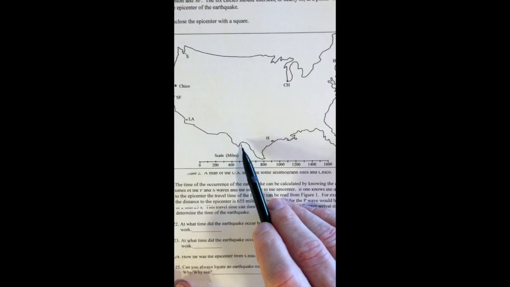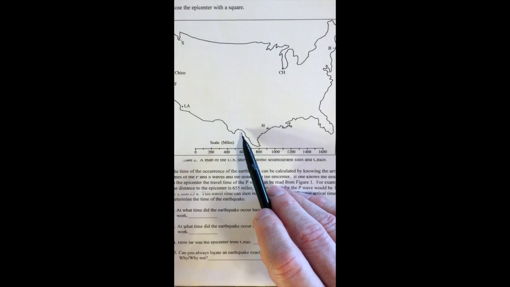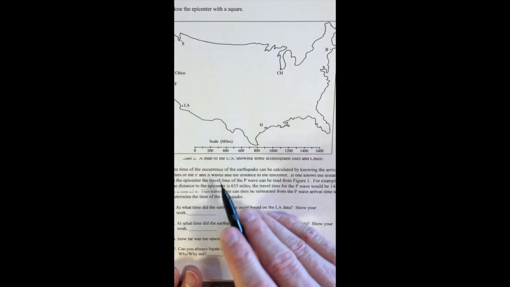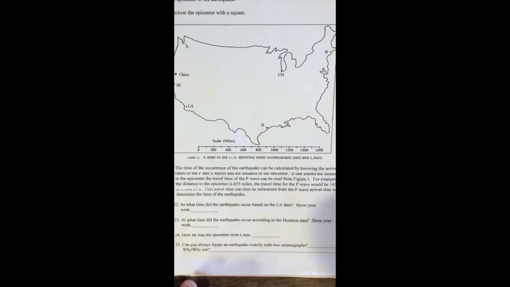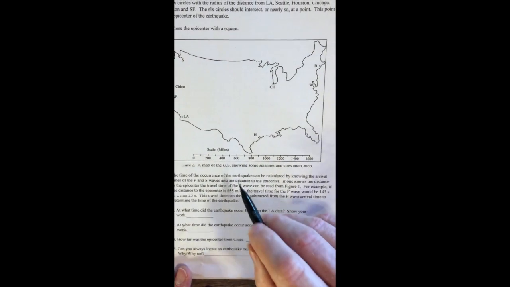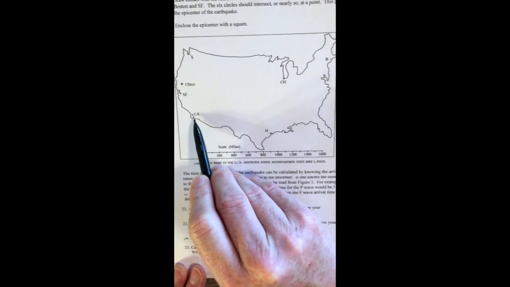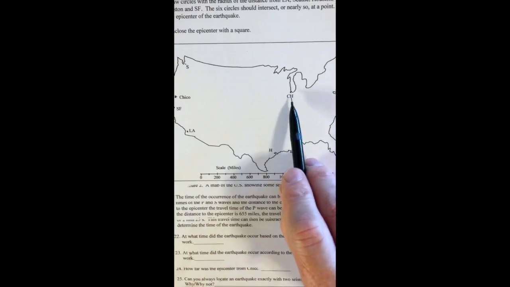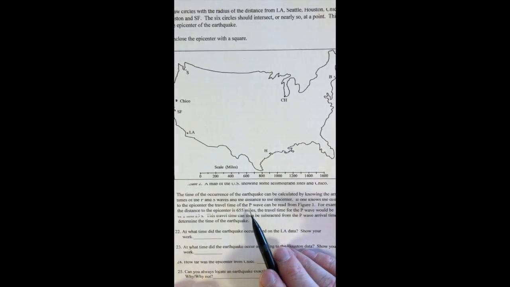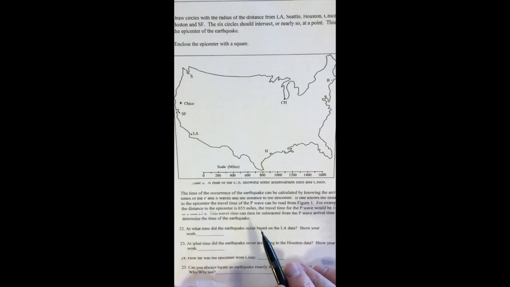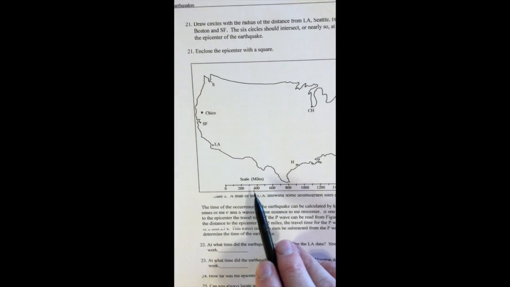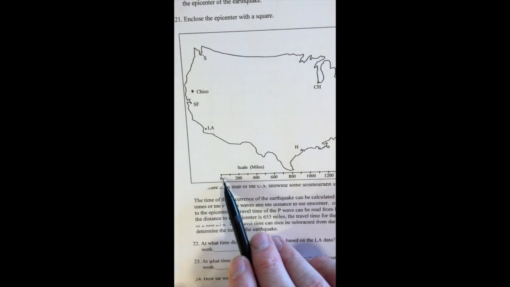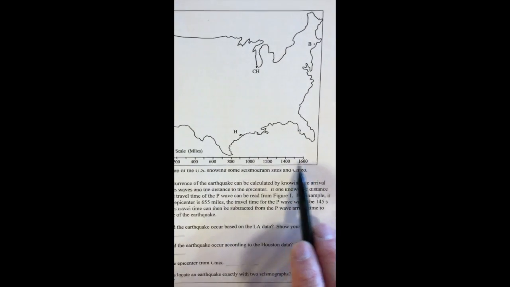Now we got to come over here to this map on page 6 and figure out where the epicenter is. So we're going to have to triangulate. Now we only have one distance, 725 miles. So here's Los Angeles right here, Houston, Boston, Chicago. All of the other cities are on here. But let's just do the LA location. So down on the bottom here is a scale that shows the distance in miles.